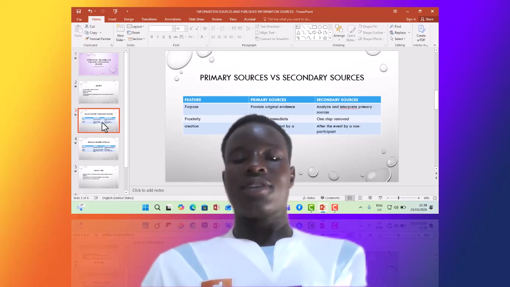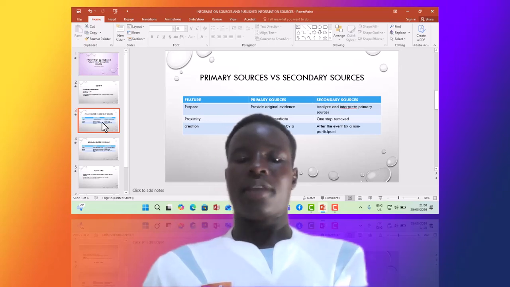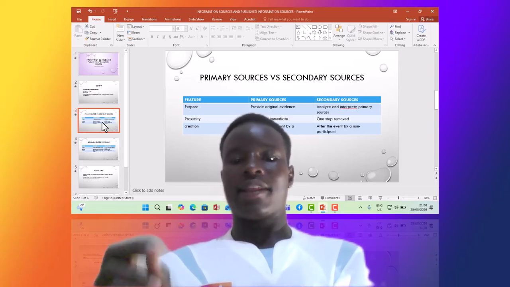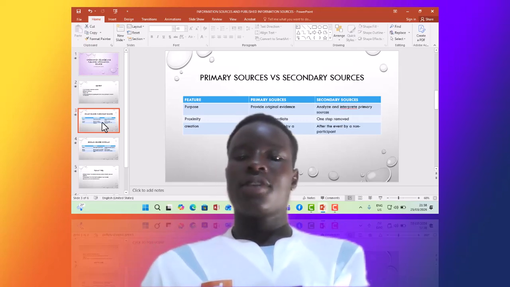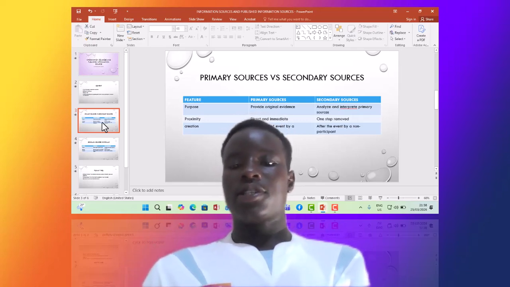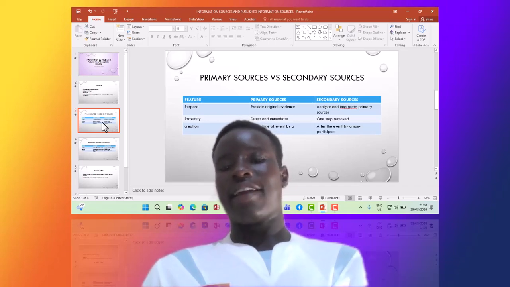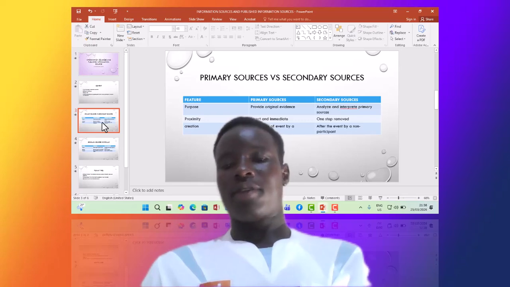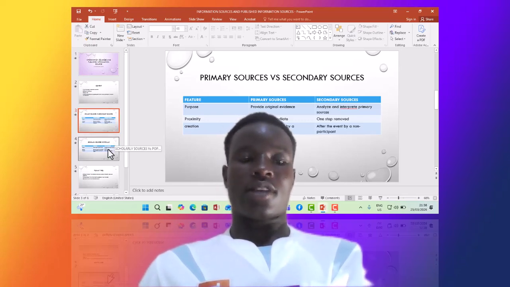And then we'll look at the creation of information. Looking at the primary sources, the information is created at the time of event by a participant. And then looking at the secondary sources, you'll find that the information is got after the event by a non-participant. So that is another one.